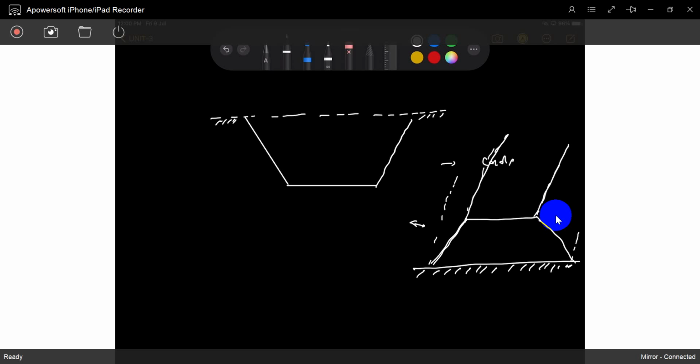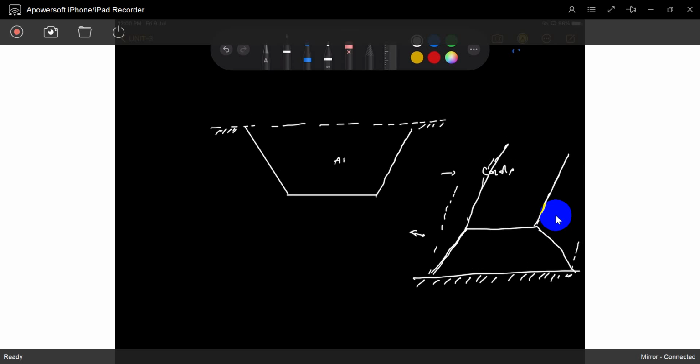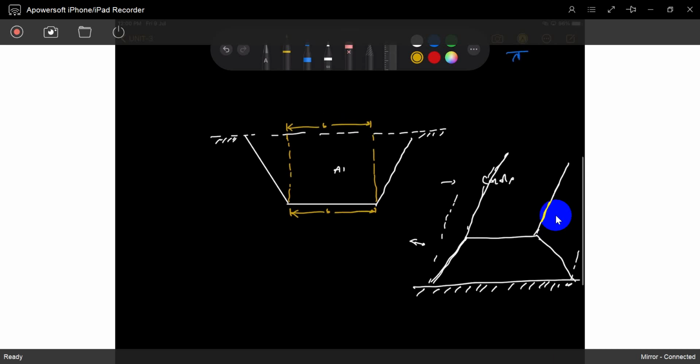What is that area? You want to find out that area. How can you find it? Very simple. Let the bottom width be B. I think you already did this in open channel flow: what is the most economical section? Something like this. And also what is the slope?